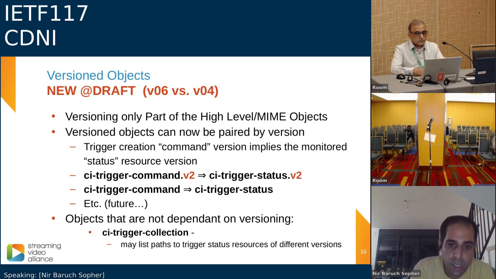On the contrary, the trigger collection object, which is used by the absence CDN to get a list of the paths of all its triggers, is not versioned. So once an absence CDN requests a list of triggers, it will get the list of paths where some may point to a V2 trigger and some may point to a V1 trigger, depending on how the absence CDN created the trigger. Therefore, we didn't mark the CI trigger collection object as versioned, and we actually did not change this object.